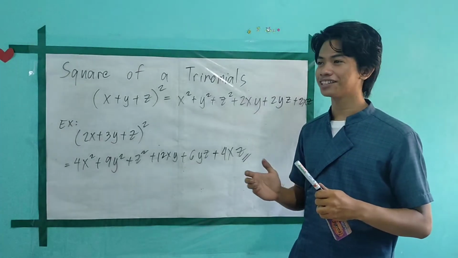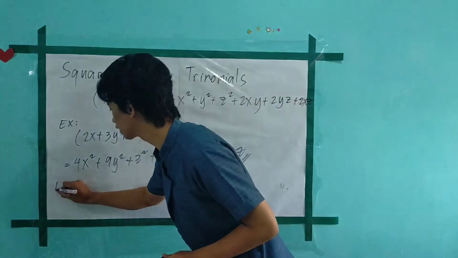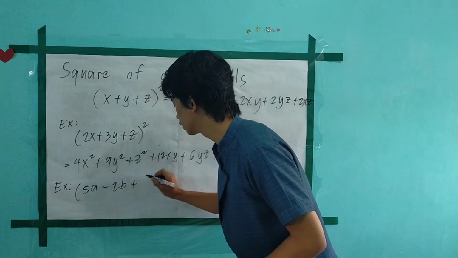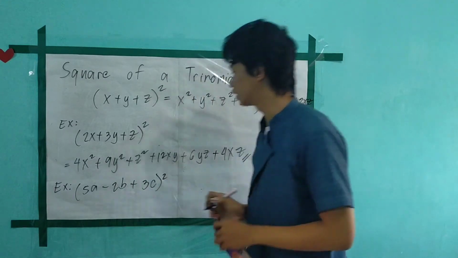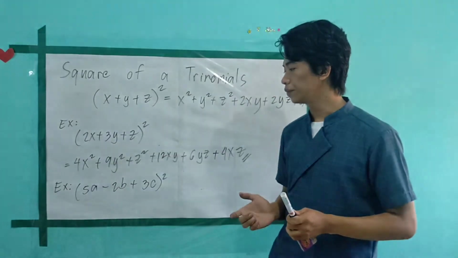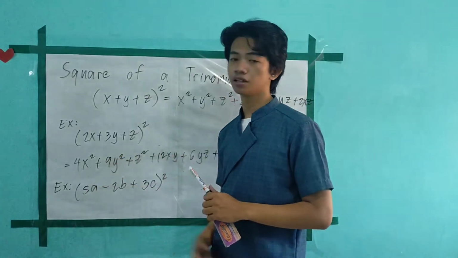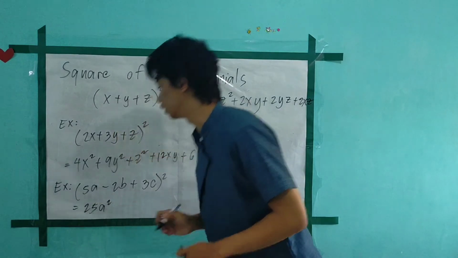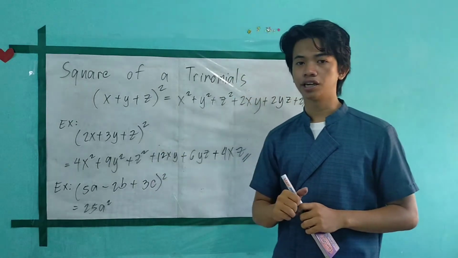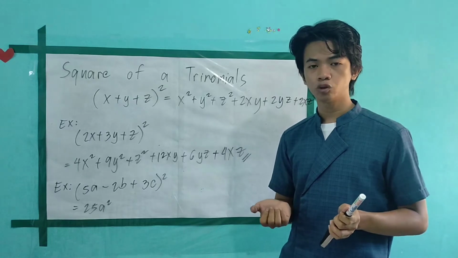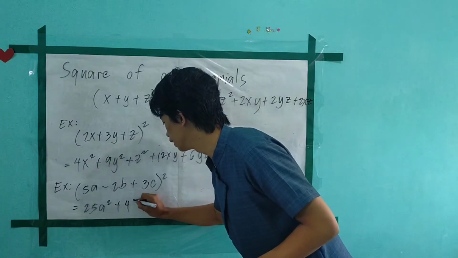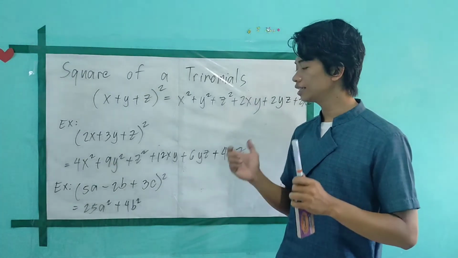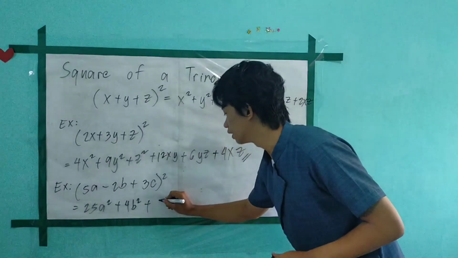So let's have another example of the square of a trinomial. Let's say our example is (5a minus 2b plus 3c) squared. Again, the first step is to square the first term. Our first term is 5a. 5a multiplied by 5a, we have 25a squared. Next step is to square the second term. So negative 2b multiplied by negative 2b is positive 4b squared. Next step is to square the third term. So 3c multiplied by 3c, we have 9c squared.